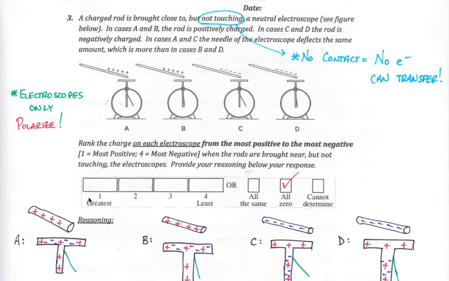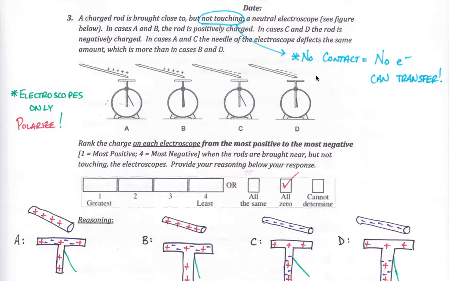Question number 3 tends to throw a lot of students off, partly because they overcomplicate it, partly because they might not feel like they fully understand how an electroscope works or what exactly it is. That being said, you don't need that information to actually answer this question. So the important thing is to understand that it states a charged rod is brought close to but not touching a neutral electroscope. So you're shown that this needle deflects different amounts. That could certainly throw some people off, but this is the most important piece of information to realize.